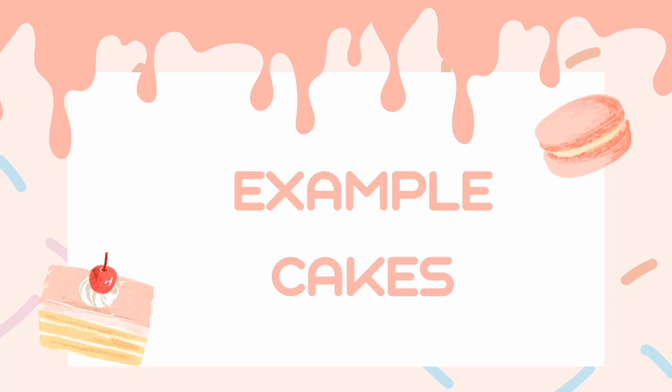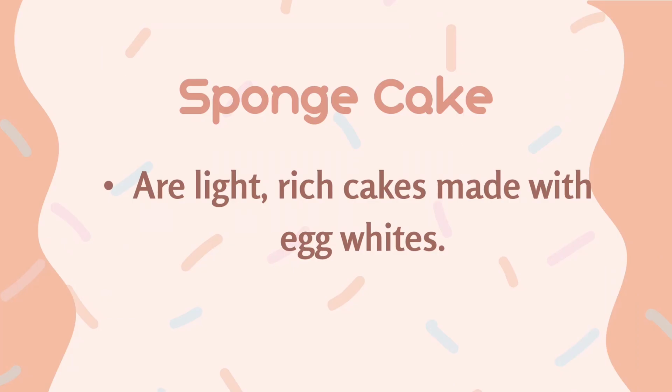And now, we are going to proceed to our example cakes. So, first is the sponge cake. It is a light, rich cake made with egg whites. So, it is a type of light and airy cake that gets volume from whipped eggs. It typically contains flour, sugar, and eggs, and lacks butter or oil, resulting in a delicate texture.